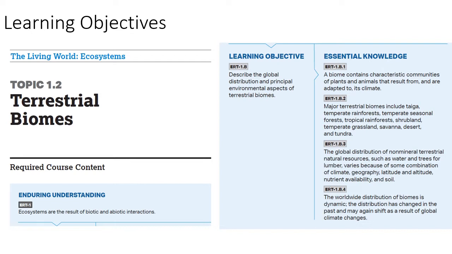All right, we're in topic 1.2. The enduring understanding is ecosystems are a result of biotic and abiotic interactions. Again, we will see that today. The learning objective: describe the global distribution and principal environmental aspects of terrestrial biomes. And then we'll talk about the essential knowledge towards the end.